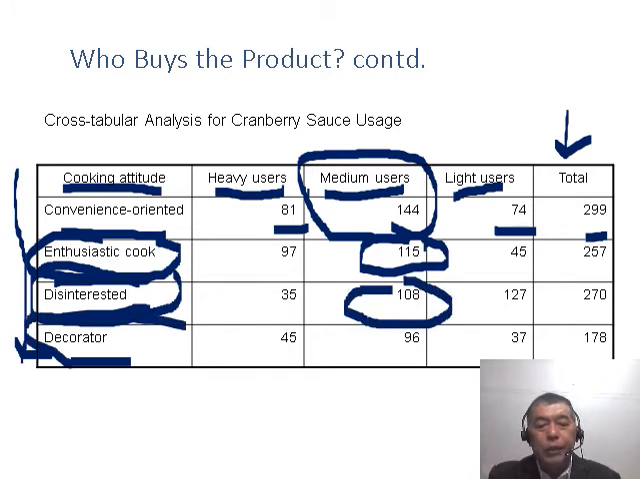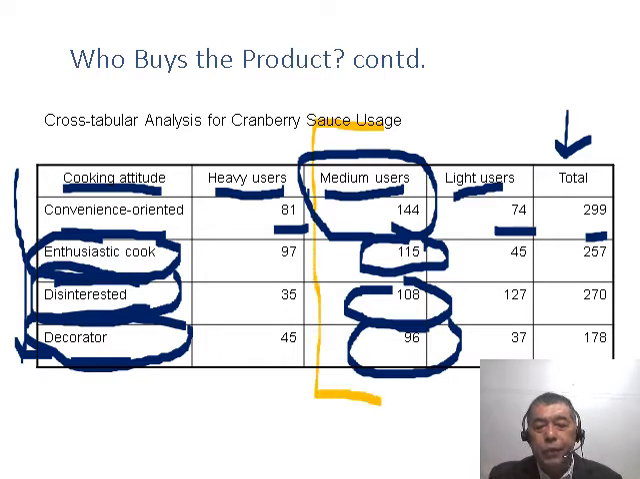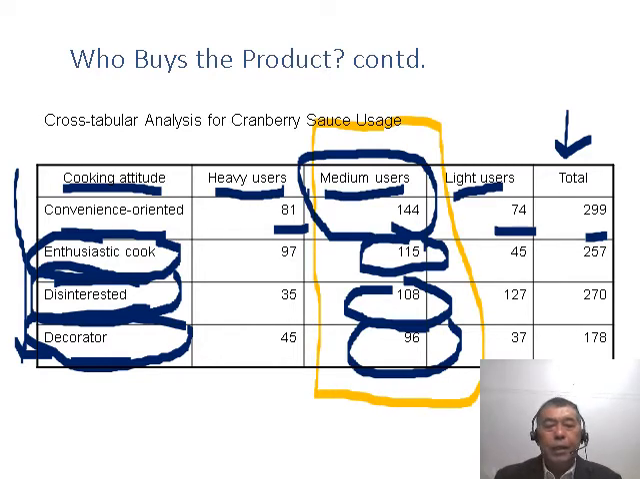And the decorator, these are the terminologies that were used by the food industries, particularly in sauce usage. So you have medium users as 96. This is cross-tab data that needs to be analyzed, because it is very clear that the medium users are very enduring when it comes to the different cooking attitudes.